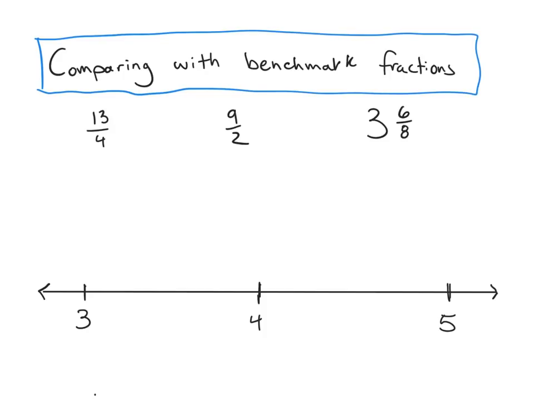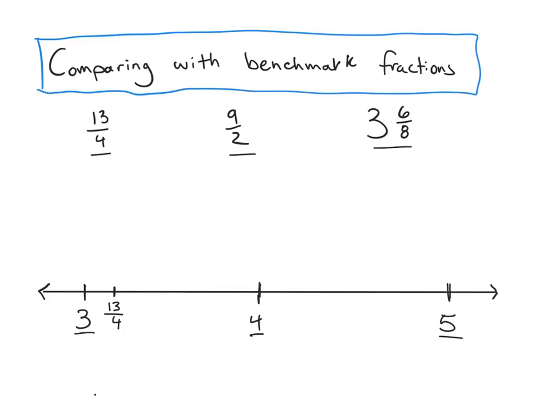What I've done here is set up a number line, and I have some benchmarks: 3 wholes, 4 wholes, and 5 wholes. I need to think about the approximate placement for these three fractions on the number line, and I'm going to plot them. Starting with 13/4, I know that 12/4 is equal to 3 wholes, so 13/4 is going to be about 1/4 past 3 wholes. That's going to fall about right here on the number line.